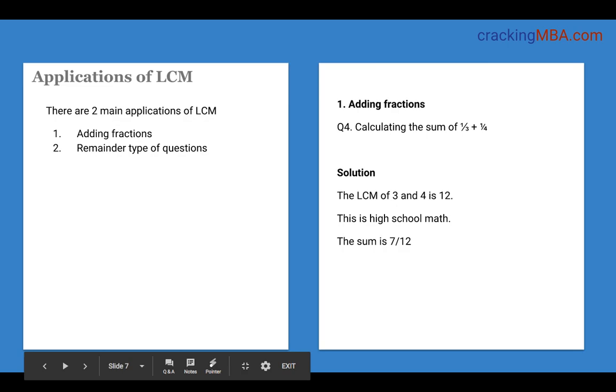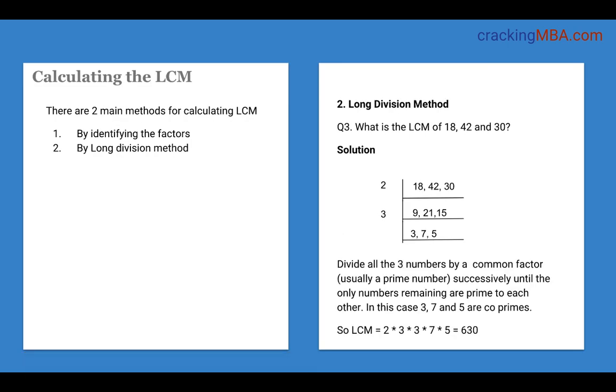Okay. So this is the long division method which I think you might have already learned in your high school, so we will not go into too much depth of this. Okay, so just remember there are two ways of calculating LCM. One is identifying the factors and taking the highest power of each factor, and the other one is the long division method.